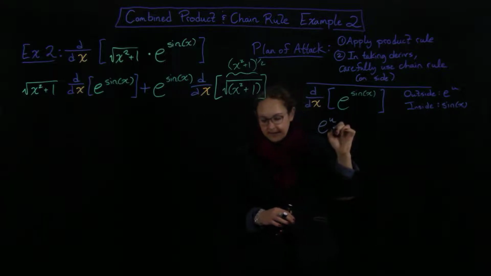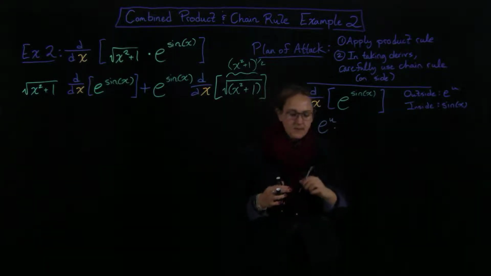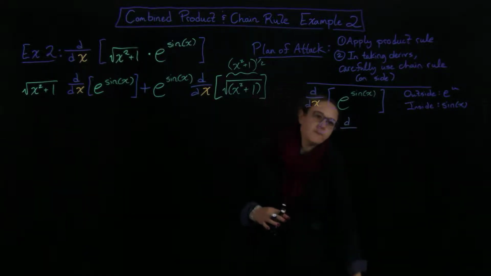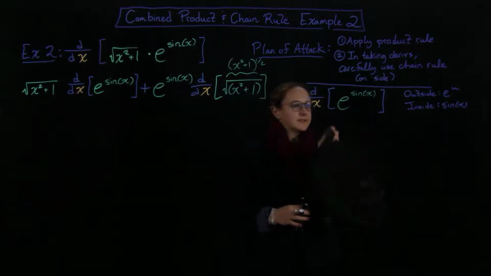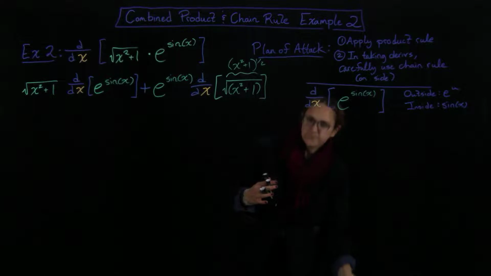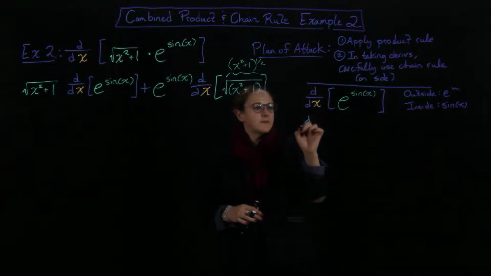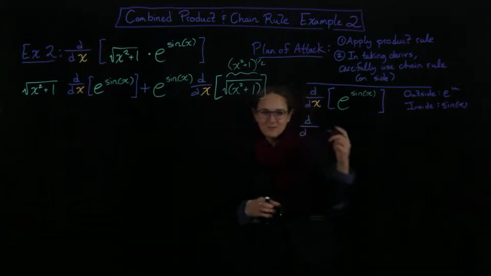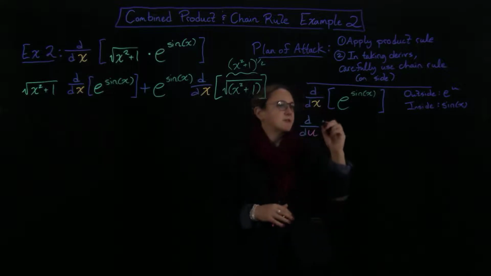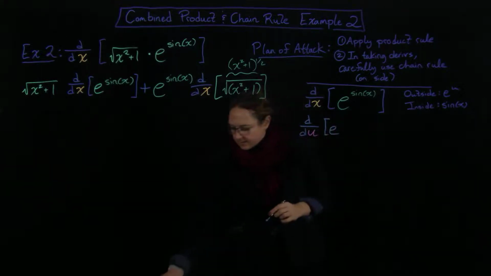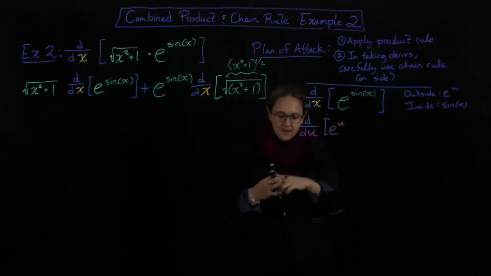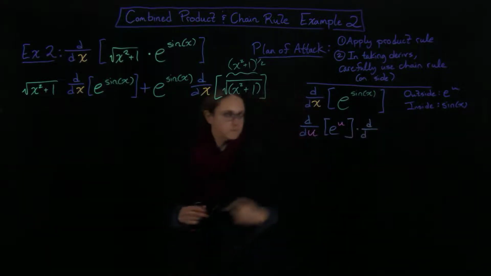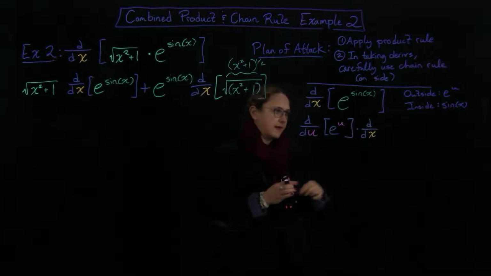And then I need to multiply that by the derivative with respect to x. Actually, let's carefully write this out so we don't make any mistakes. So we have the derivative with respect to u of e to the u. And then I want to multiply that by the derivative with respect to x of the sine of x.